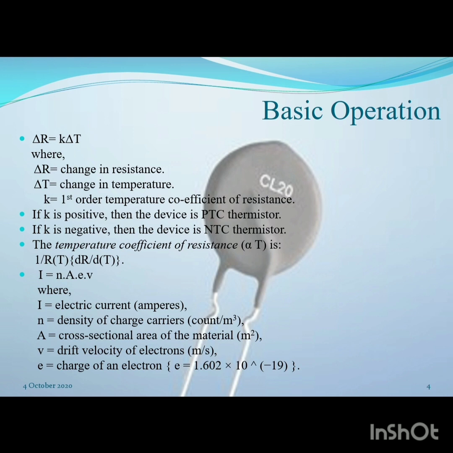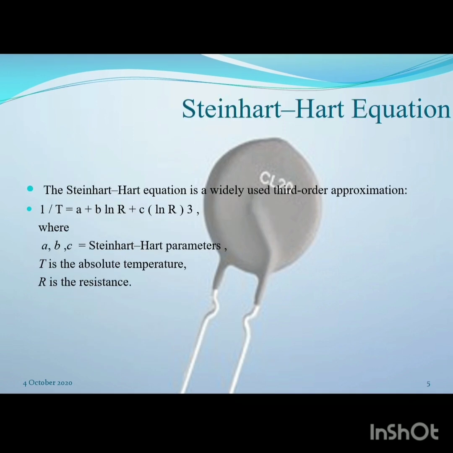This is the IEC standard symbol for an NTC thermistor. If we are taking it, then it is minus T under the rectangle, and the IEC standard symbol for the PTC thermistor is plus T under the rectangle. So now we are going to talk about the standard equation. So what is the standard equation?